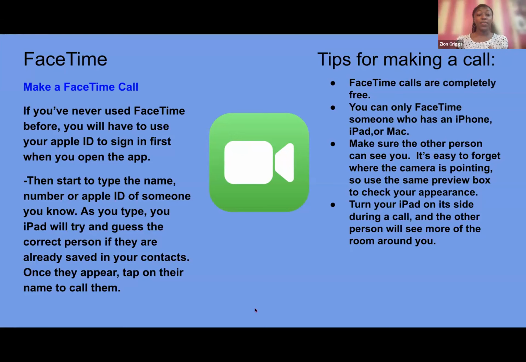So on the left of this screen, it gives you the steps. You would start to type in the name of a person if you want to make an outgoing call, the name or the number. If they're not saved in your contacts, you'll have to type in a number. And we'll see this demonstrated in a moment. As you type it in, the iPad will try to guess the person if you have it saved in your contacts. And if the correct name pops up, you'll tap on it. You can tap on their name to call them.